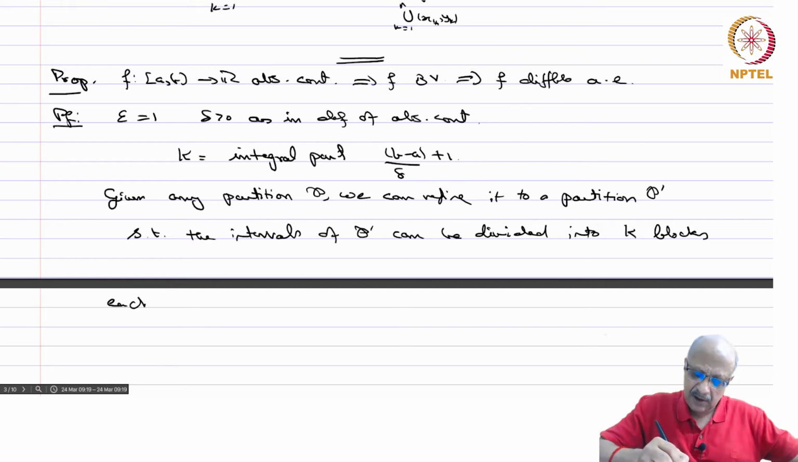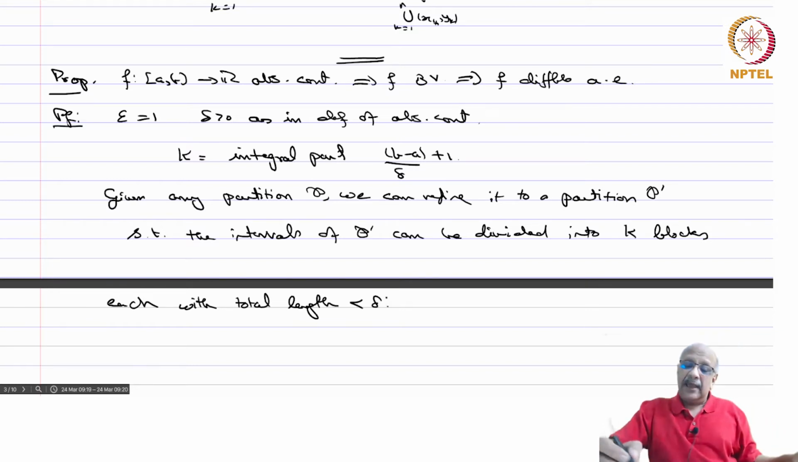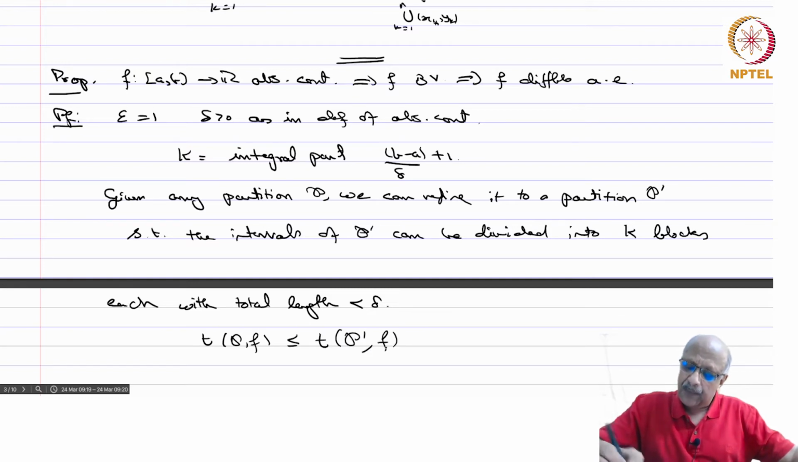each with total length less than delta, because K is (b minus a) by delta plus 1. So if you have K blocks, then each of them will have to be of length less than delta. So you can add extra points, as many as you wish, and then you have this. So now T(P, f), given any refinement, it's very easy, it's always less than T(P dash, f).